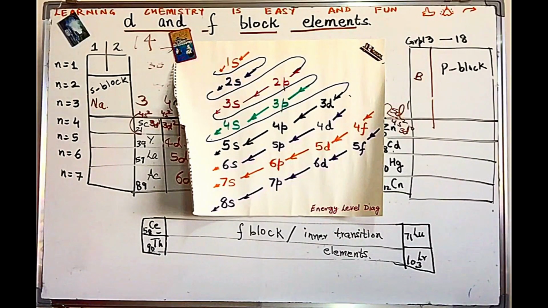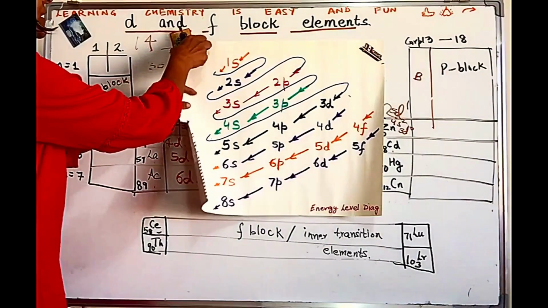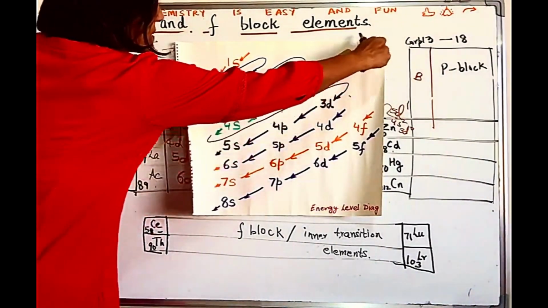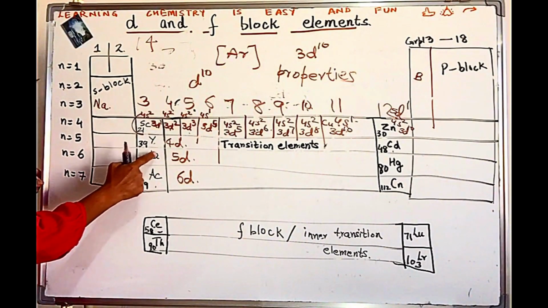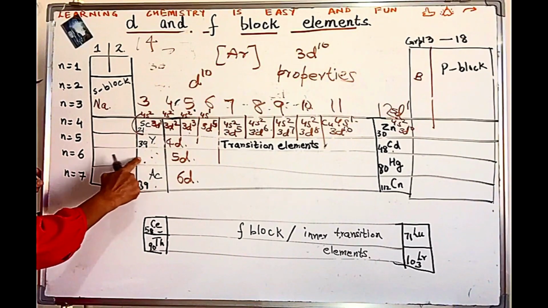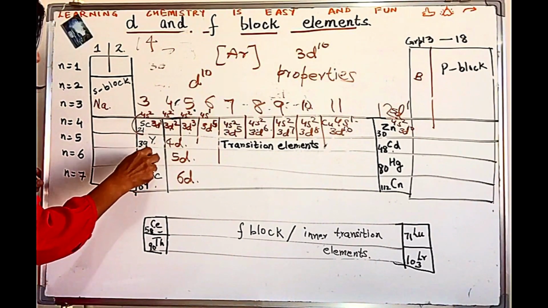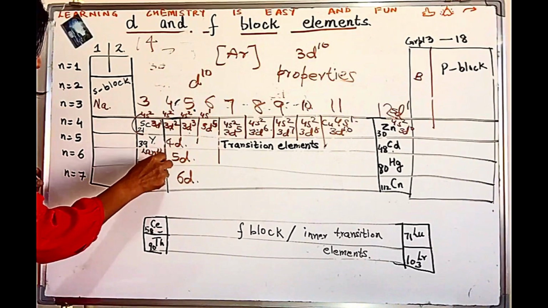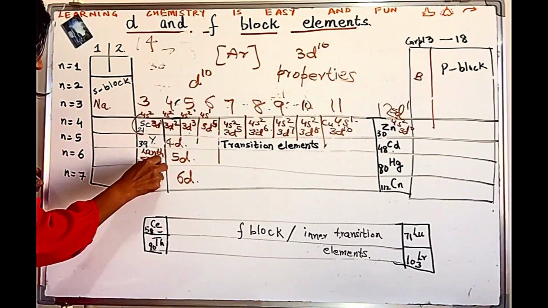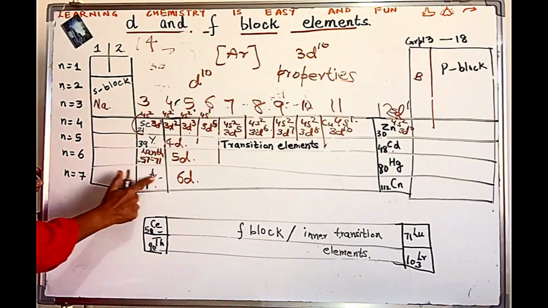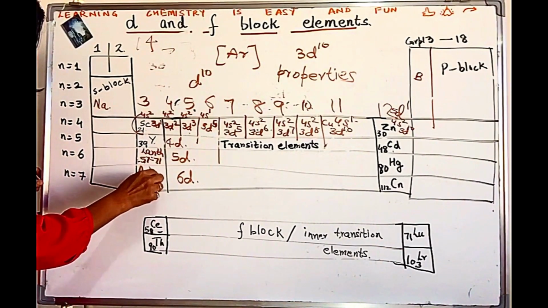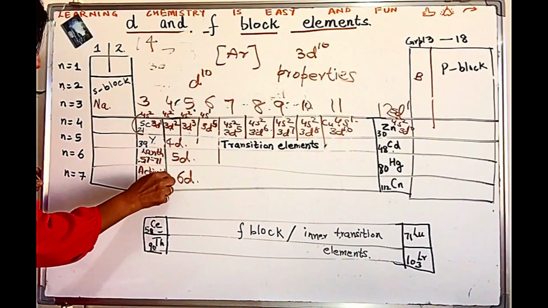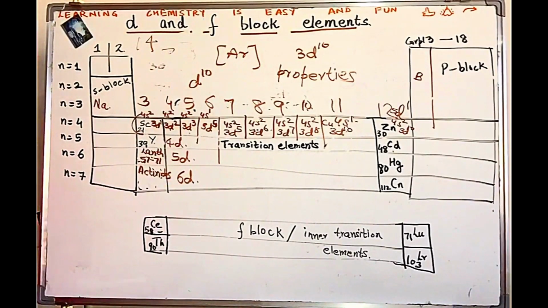According to the new recommendations of IUPAC, what they say is that we simply put 57 to 71 over here, and these are written as lanthanides, atomic number 57 to 71, and this part is written as actinides. I am talking about the latest ones, IUPAC recommendations 2018.